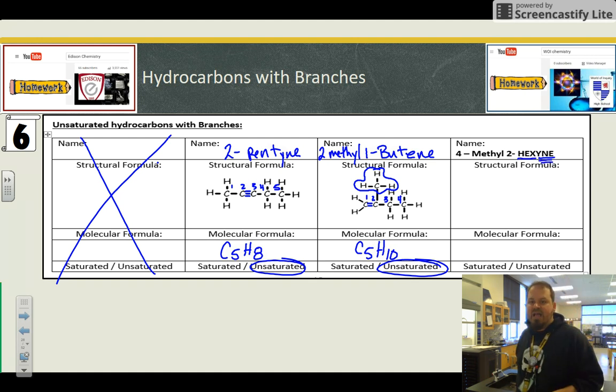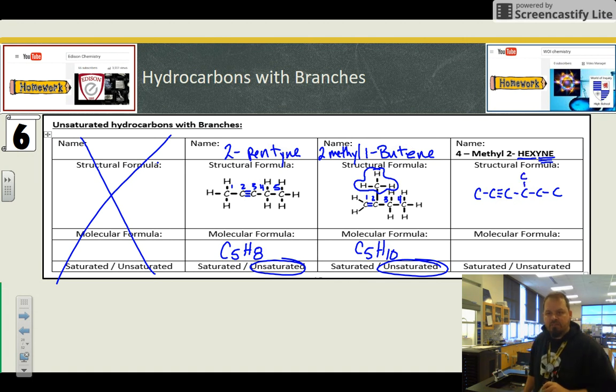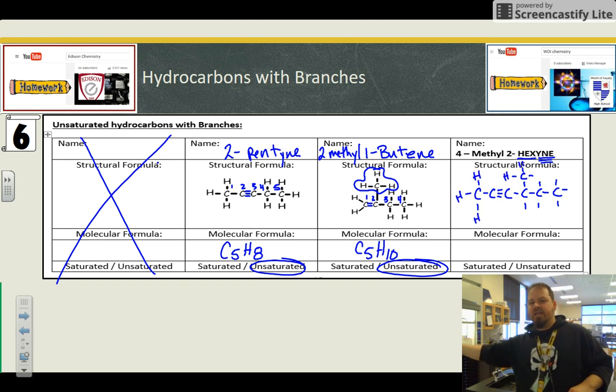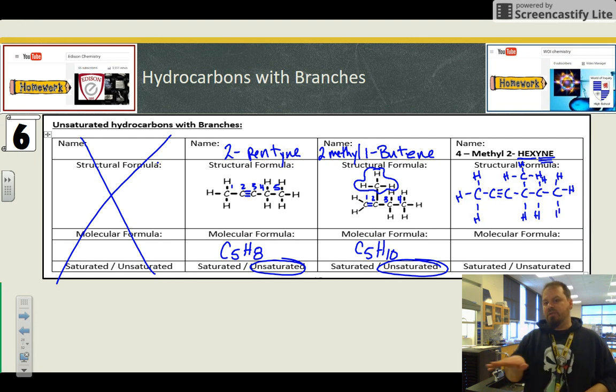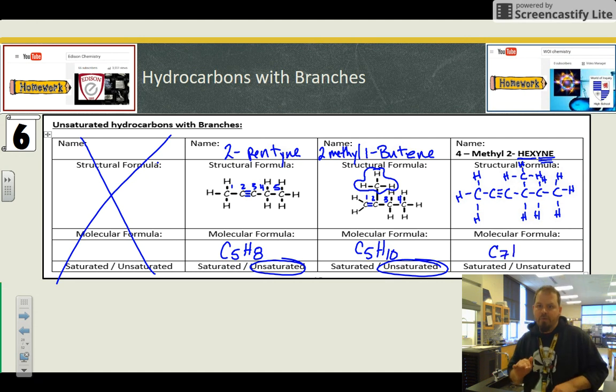4-methyl-2-hexyne. Hex, 6 carbons. Yne tells me there's a triple bond. The 2 in front tells me it's on the second carbon. See how that works? Now on the fourth carbon, we have a 1 carbon side chain. And this is a good example of what we talked about earlier, where the triple bond trumps as far as the naming system goes. Because if I started counting on the right-hand side and went left, this whole thing would look a lot different as far as the naming structure. So that's why we always have the double or triple bond in the parent chain trump as far as the numbering system goes. And because there's a triple bond, we are unsaturated.